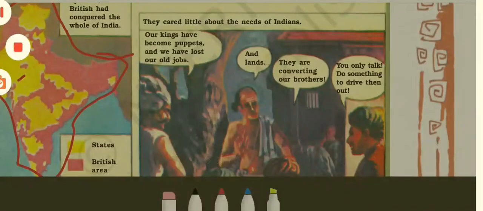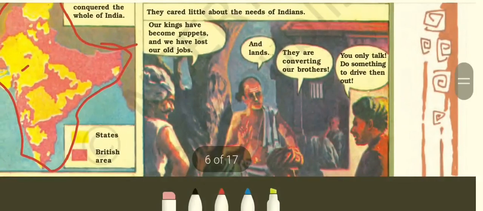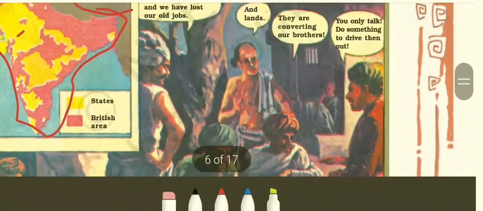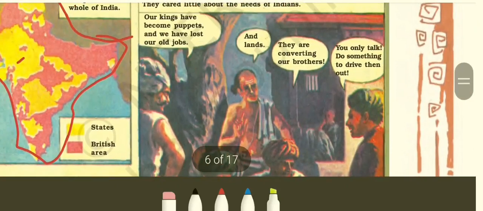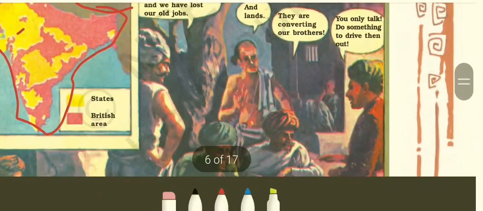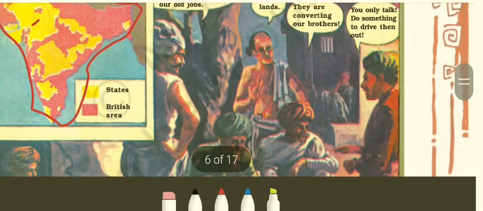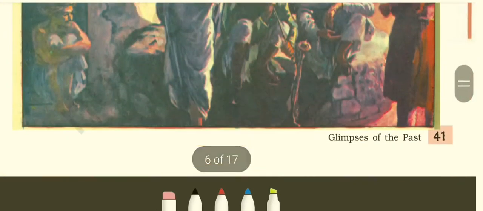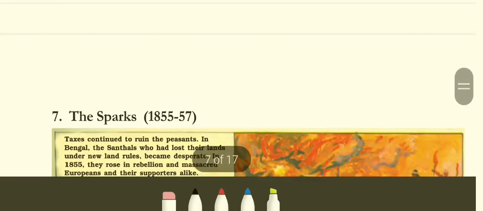Okay. So now, what are they talking about? They say, our kings have become puppets of the British. Okay, and lands. They are converting our brothers. So, forceful conversions also used to take place. You only talk, do something to drive them out. So, somebody growing angry says, you are just talking, unnecessary. Go do something. So now let's move on.